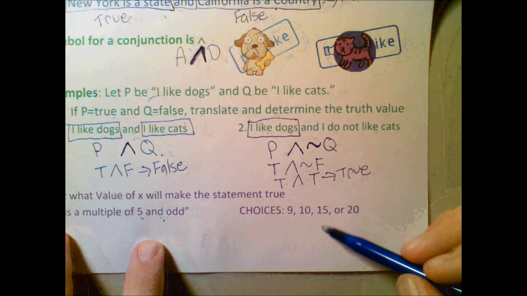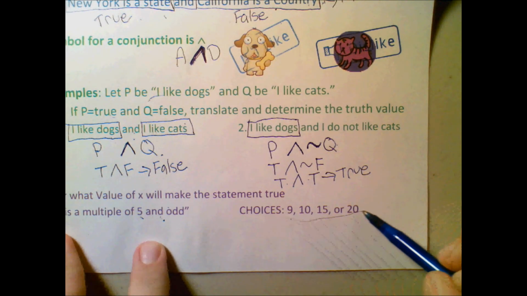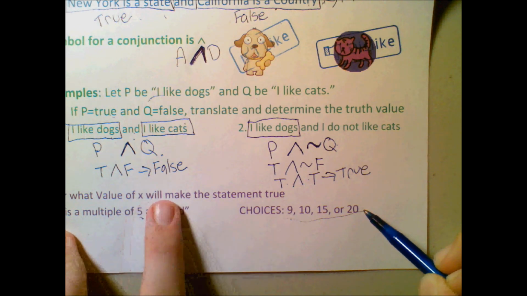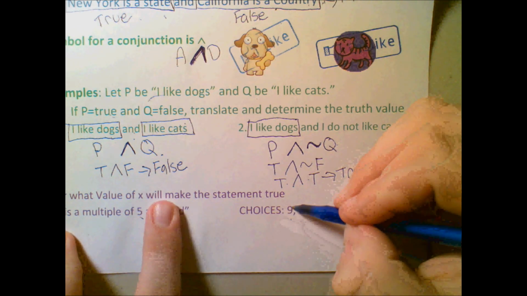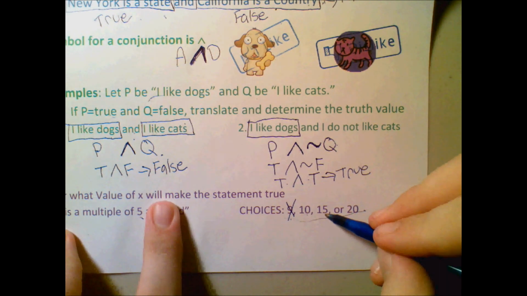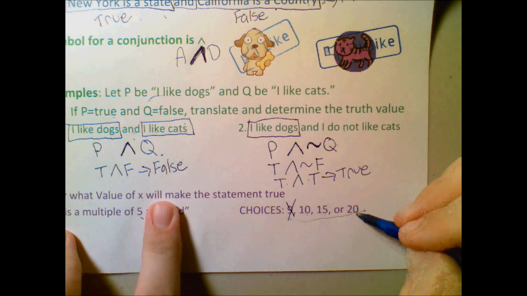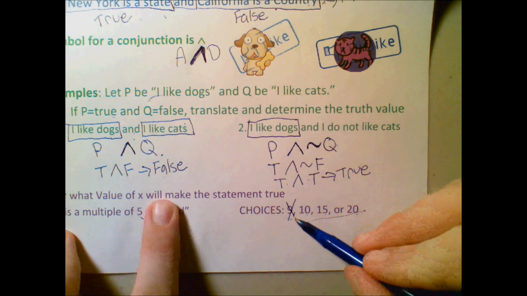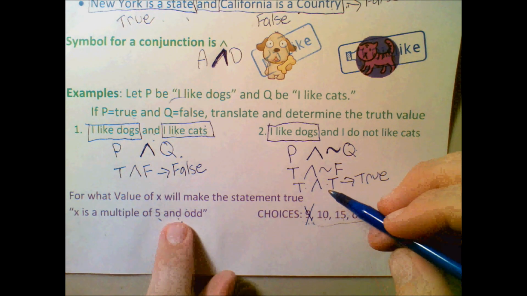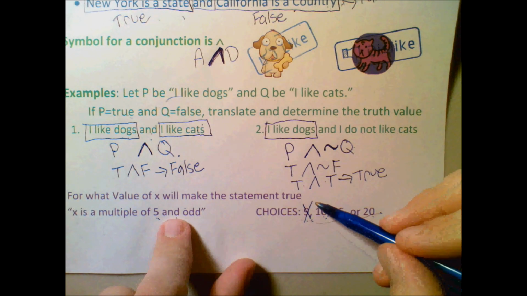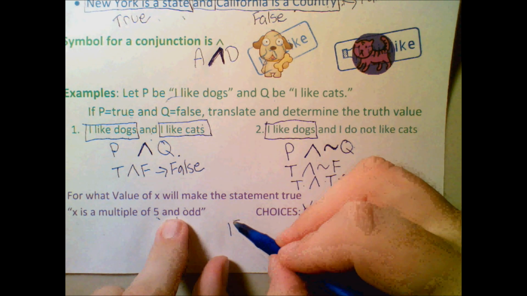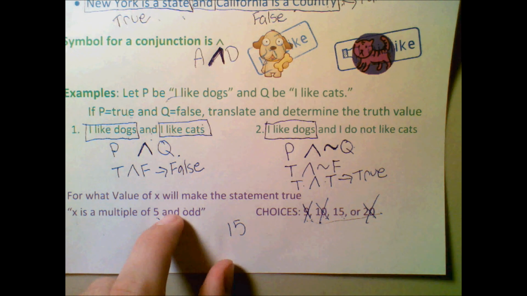So the easiest way to do this problem when you're given choices is to eliminate answers. So let's take a look at the first statement. X is a multiple of 5. 9 is not a multiple of 5. 10 is a multiple of 5, so that's good. 15 is a multiple of 5. 20 is a multiple of 5. Okay, so we've eliminated one answer. Now we need the second one to be true, meaning that x has to be odd. So 10 is not odd, 15 is odd, but 20 is not. So therefore, the only answer of these choices that works is 15.